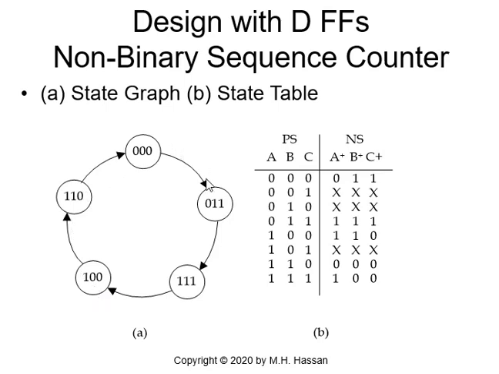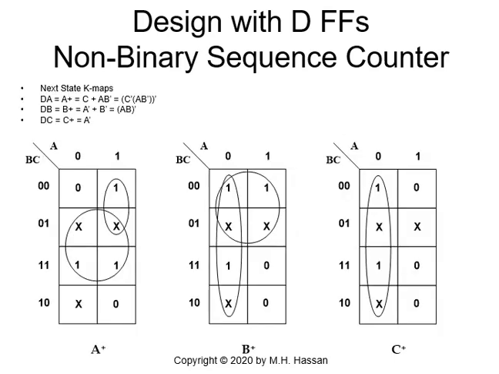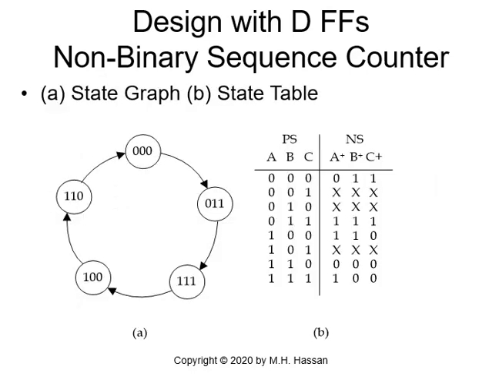See, the state graph is very helpful. Although we can do it without it, it's very helpful to fill out the state table. So once I have a state table, I will go to K-maps, and I will have a K-map for A plus, B plus, and C plus. And the K-map will look like this. The A plus K-map will look as 0, don't care, 1, 1, don't care, 0, 1. Okay? So we read it.